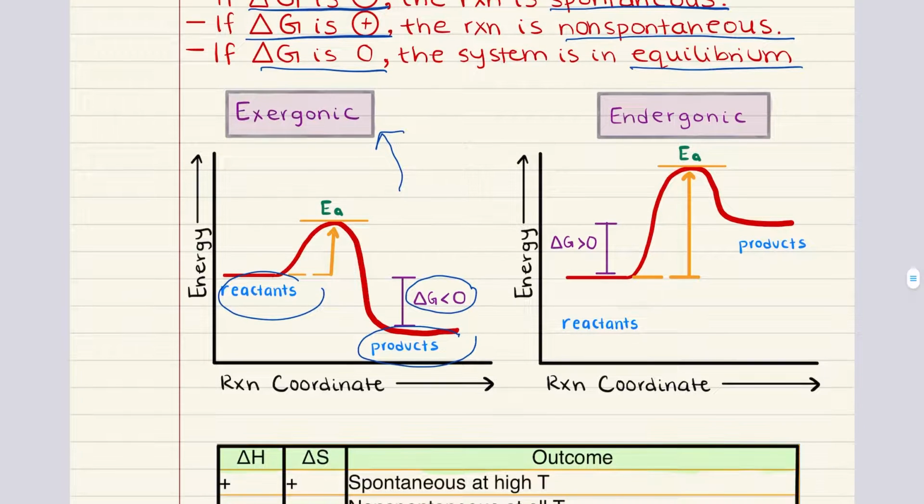Now, what about when delta G is positive? So delta G is greater than 0. Then we're considering an endergonic reaction. In an endergonic reaction, the products have a higher free energy than the reactants, meaning that energy must be supplied for the reaction to proceed, so it's non-spontaneous.